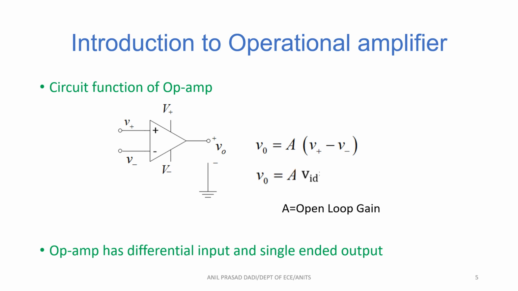Op-amp has differential input and single-ended output. Differential input means applying VID in between V plus and V minus, that is, applying the input as V plus minus V minus. Single-ended output means taking the output at the node represented here with respect to the ground.